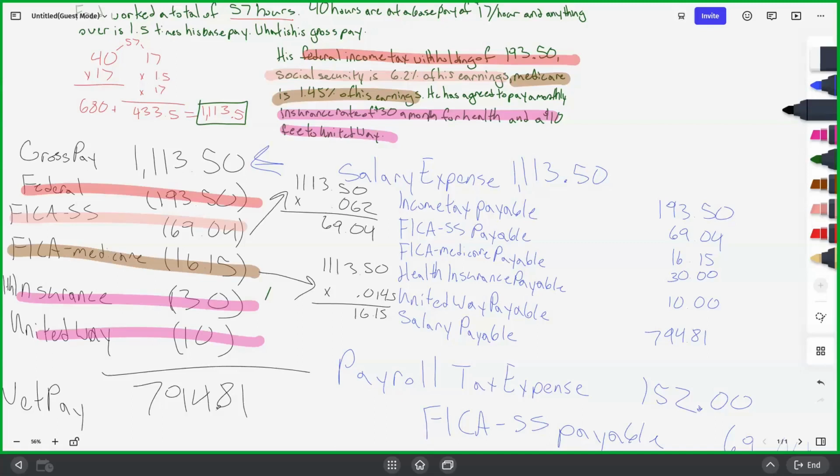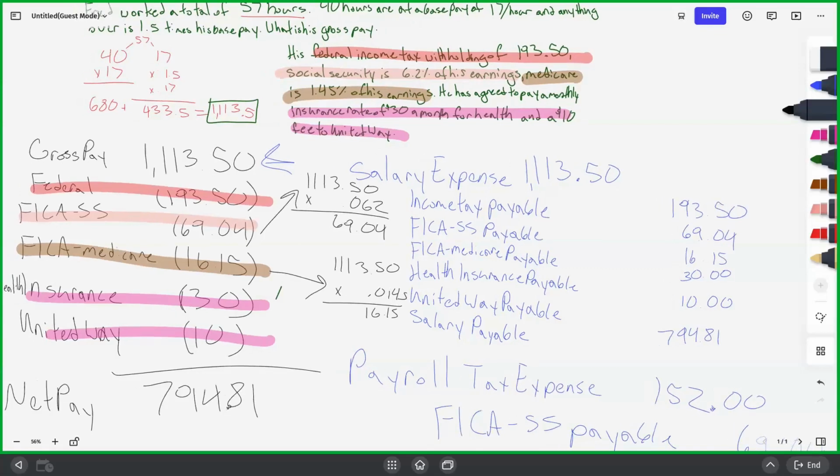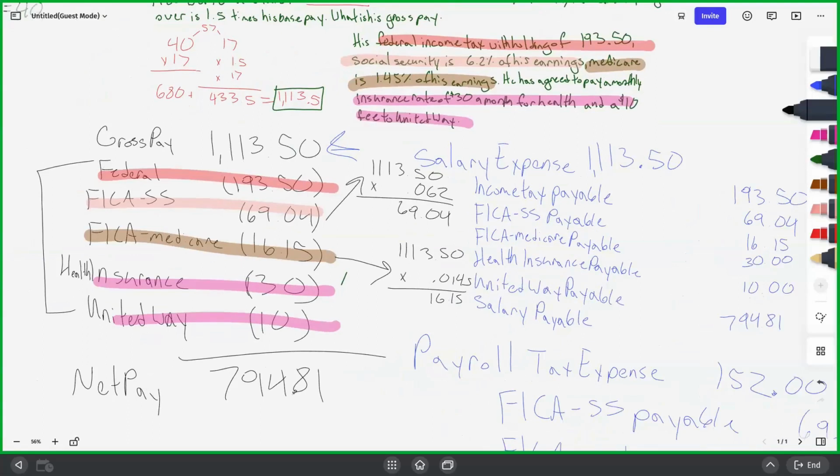Yep, well, you don't add them all up, you technically subtract. All of these here are subtracted from this gross pay, and that's how we end up getting this number down here.